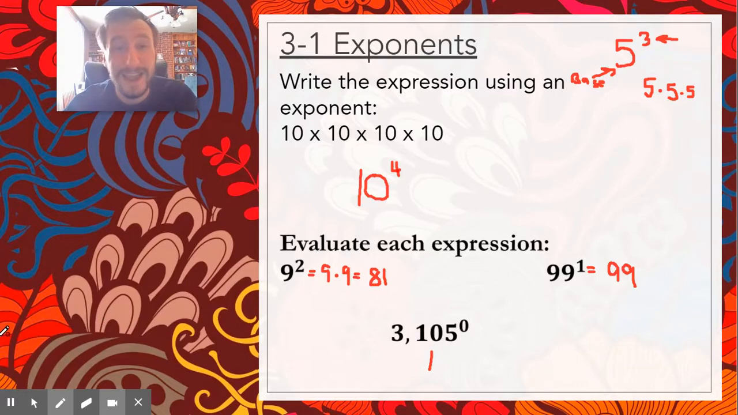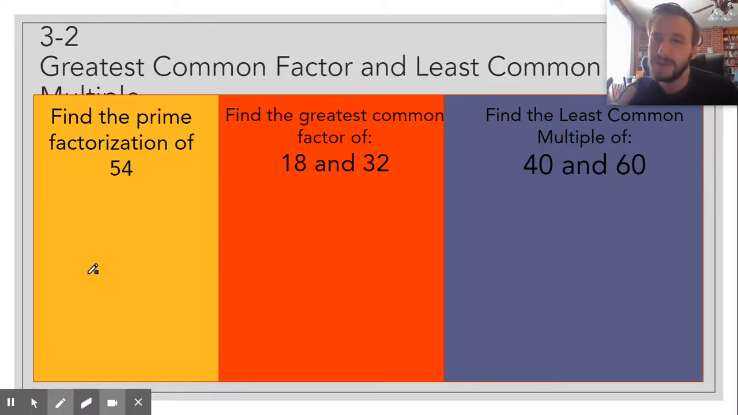Let's hop to 3-2 and see if you need any help there. So many of us didn't have too many issues when it came to finding the greatest common factor and the least common multiple.